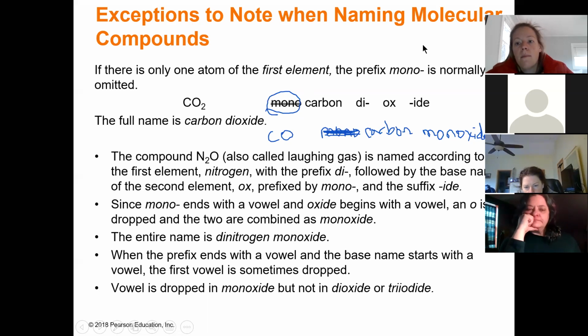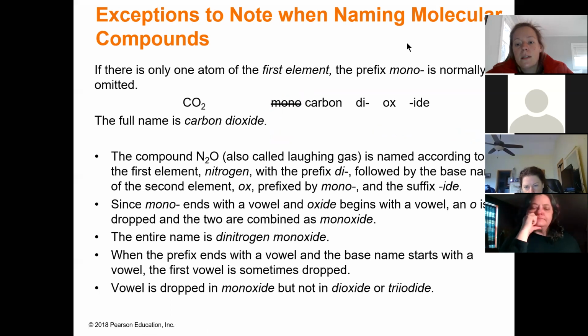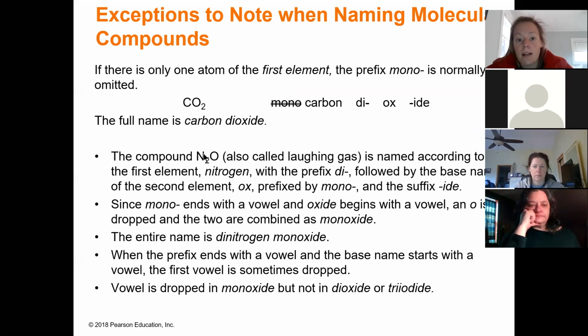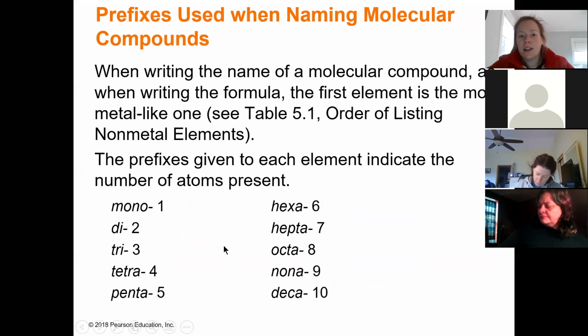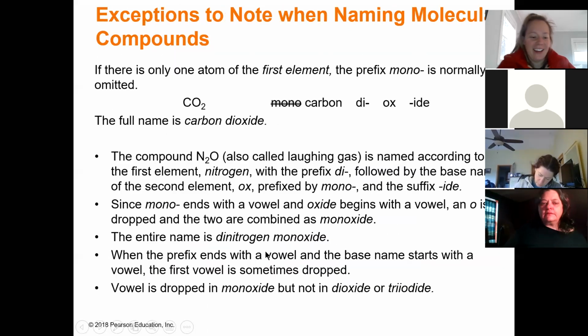For a lot of these things, there are everyday names, and then there are the systematic names. I don't expect you to have the everyday names memorized. So this one here, N2O, which is laughing gas, we would call this dinitrogen monoxide. Two nitrogens and one oxygen. That's it. Doesn't that feel much easier? That's literally all the slides on it for the section.